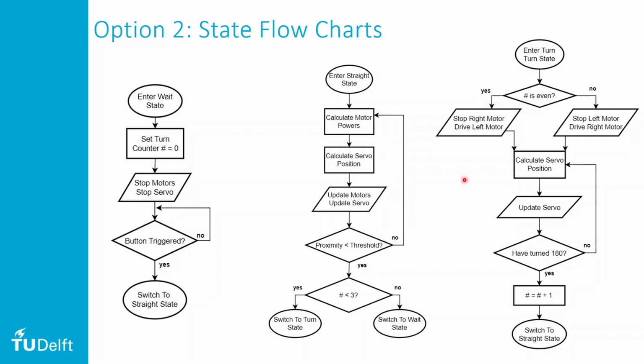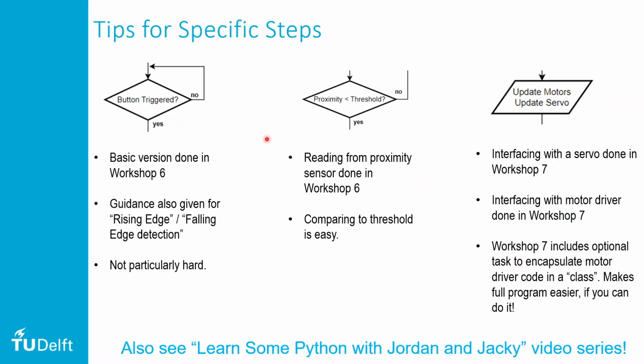Now, the last thing I'm going to include in this video is some similarly abstract high-level tips for how to achieve some of the specific things described in the boxes of these flowcharts. Okay, let's start with the fairly straightforward ones. So, checking whether your button has been triggered, however you want to do that. In Workshop 6, Sensors, we are going to do a basic version of this, and I'm also going to, in the workshop manual, give some guidance for how you would make the code a little bit more complicated in order to specifically detect rising edges or falling edges in the button signal.